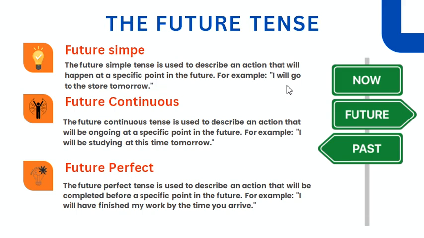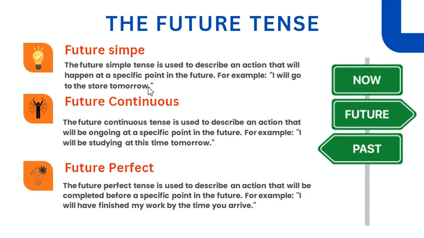For example, I will go to the store tomorrow. So you are telling us what you would do tomorrow. That's a kind of plan. It's not happened. It's not past. It's not what is going on right now. It's not your habit, but it's just your plan.